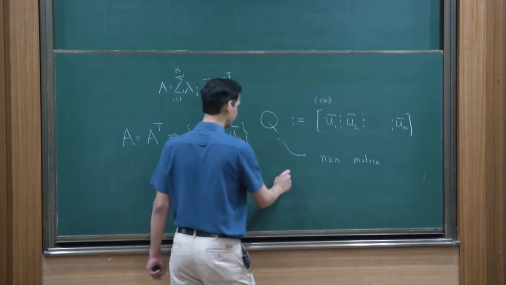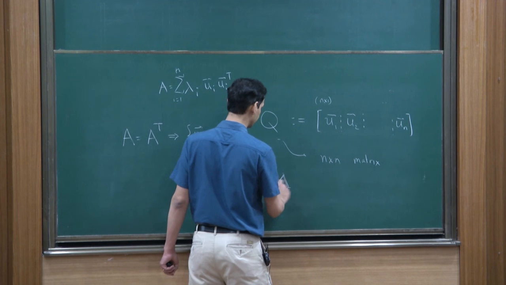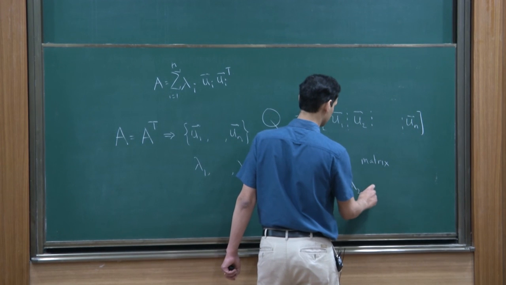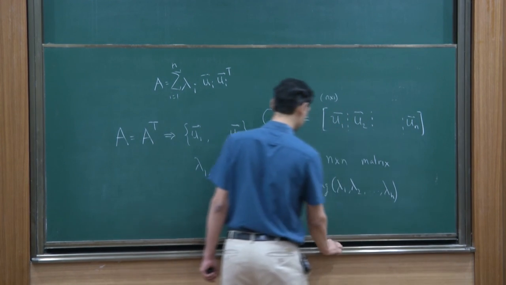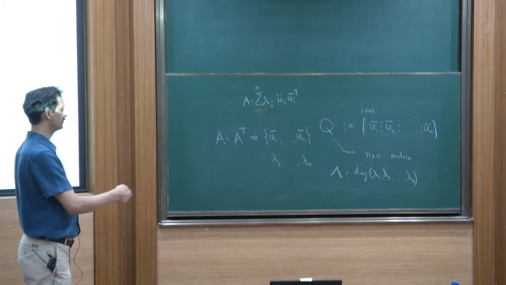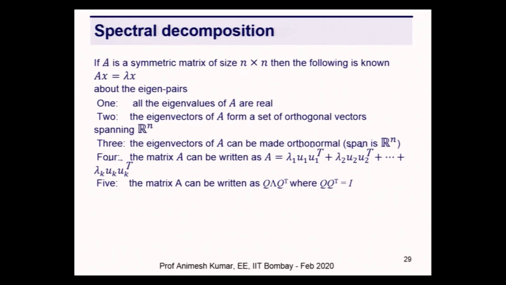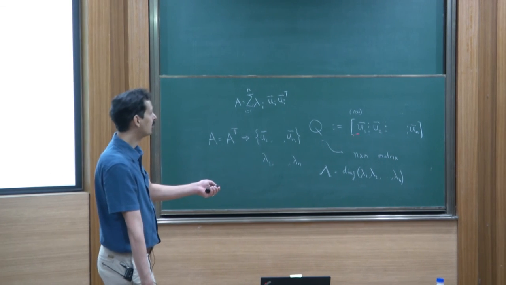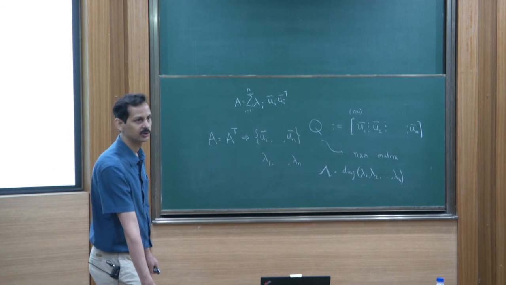And lambda is a diagonal matrix which consists of all the eigenvalues lambda 1 to lambda n. That's how you want to picture everything. If you use all this notation, then this representation of A corresponds to the second representation, that A can be written as Q times lambda times Q transpose. The key thing is that you want to think of Q as the augmented matrix that you obtain by keeping all the eigenvectors u1, u2 all the way up to un together.